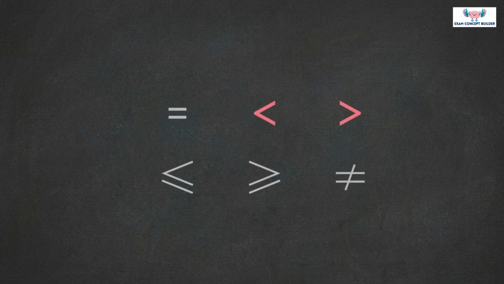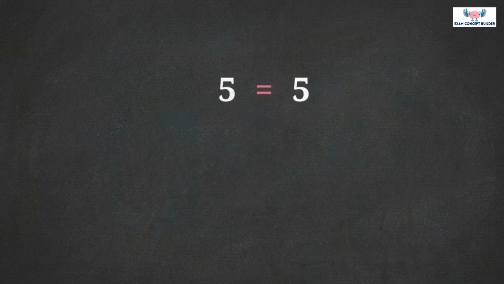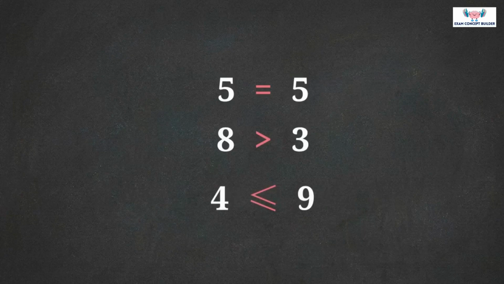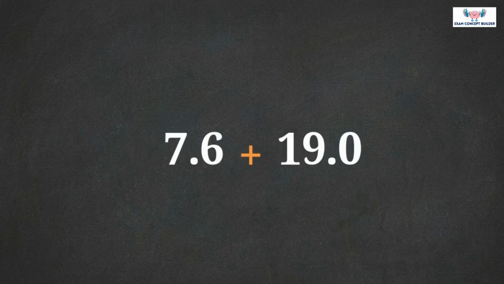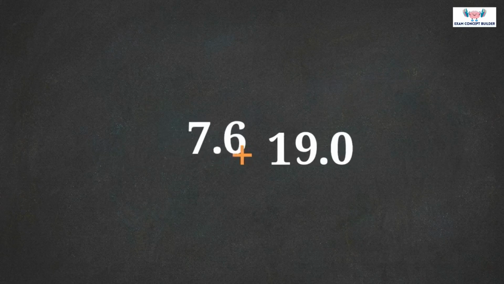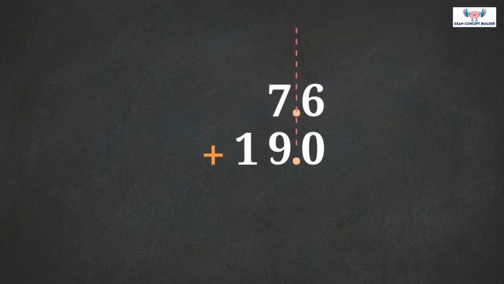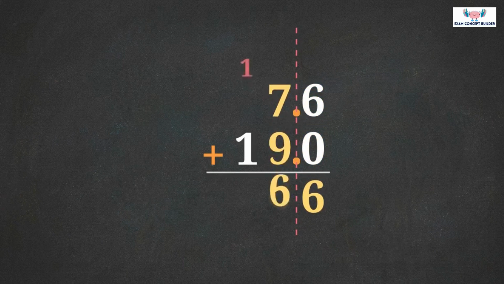And inequality, like less than, greater than, or equal to, define exactly how these numbers relate to one another. When we start combining those numbers with decimals, structure becomes everything. Let's look at 7.6 plus 19.0. For addition and subtraction, aligning the decimal point is an absolute requirement. You stack them vertically, matching the points exactly, and then calculate straight down to get 26.6.